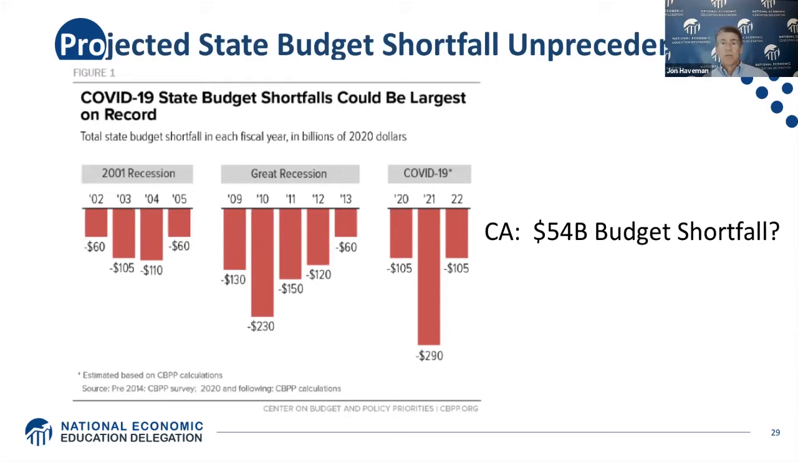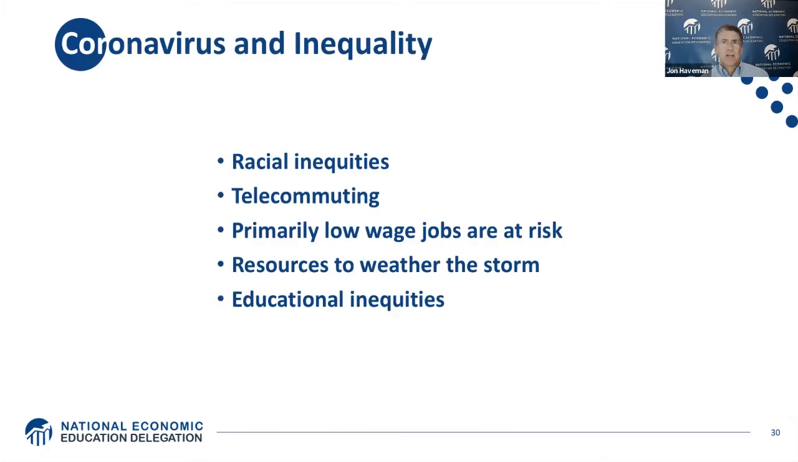Potholes getting filled, police and fire services, those are all going to be cut. They were cut enormously during the global financial crisis, and they're going to be cut again during this. So we're gonna feel it locally unless the federal government comes up with a lot of money for state and local governments. I wanna talk a little bit about some of the inequities here.